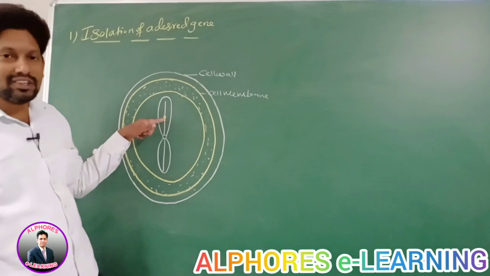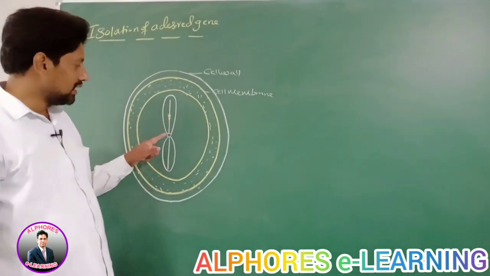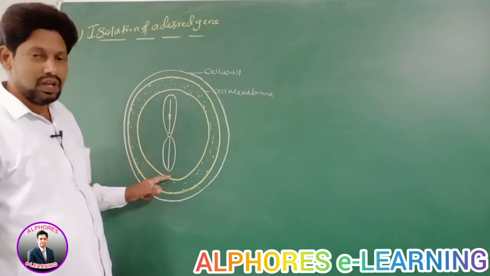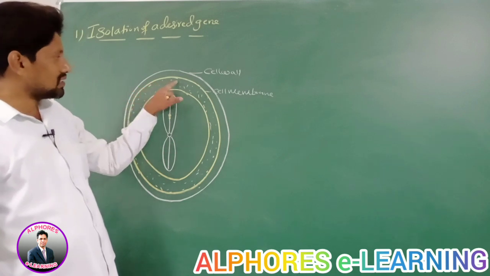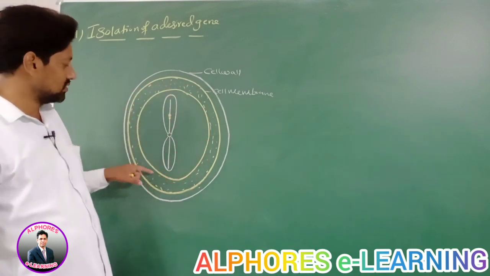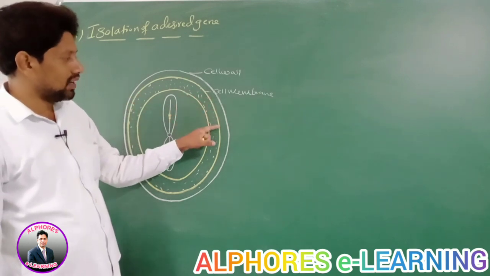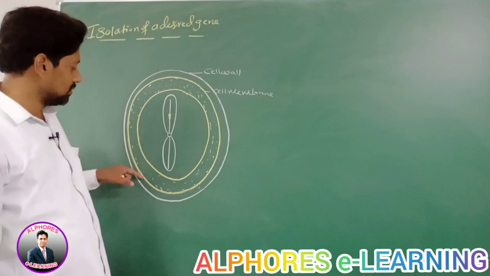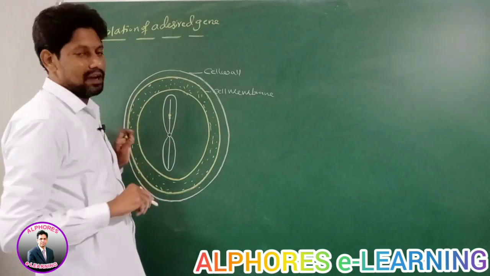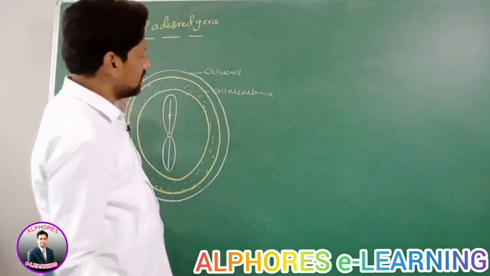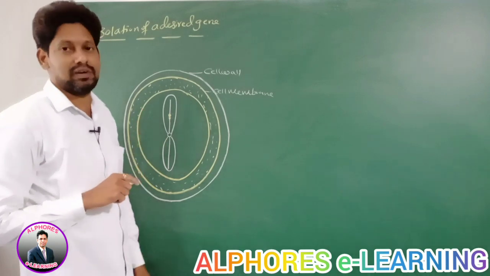Sir, this is a desired gene. Gene means segment of DNA. DNA is inside the chromosomes. Chromosome is inside the nucleus. Nucleus is present inside the cytoplasm. Cytoplasm is bounded by cell membrane or plasma membrane. This cell membrane is covered by cell wall. I am speaking about plant cell. Okay. Therefore, cell membrane is covered by what, sir? Cell wall.